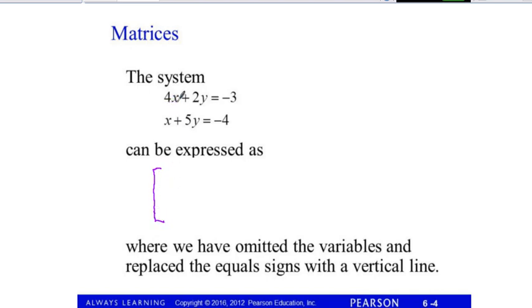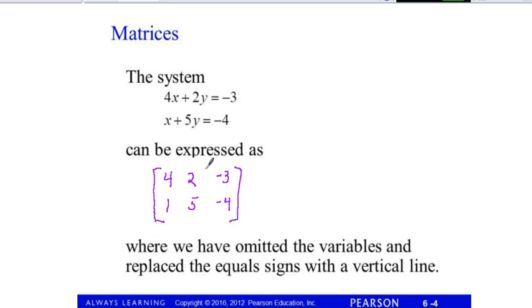We have 4x, so we're going to take the coefficient and just put a 4. We have our positive 2y, so we're going to take that as our second value, and then we have our negative 3. Now I'm going to leave a little more space there, and then here our coefficient of x is 1, not 0. Make sure it's 1. 5y, so we've got a positive 5, and we have a negative 4. And so there is our matrix.